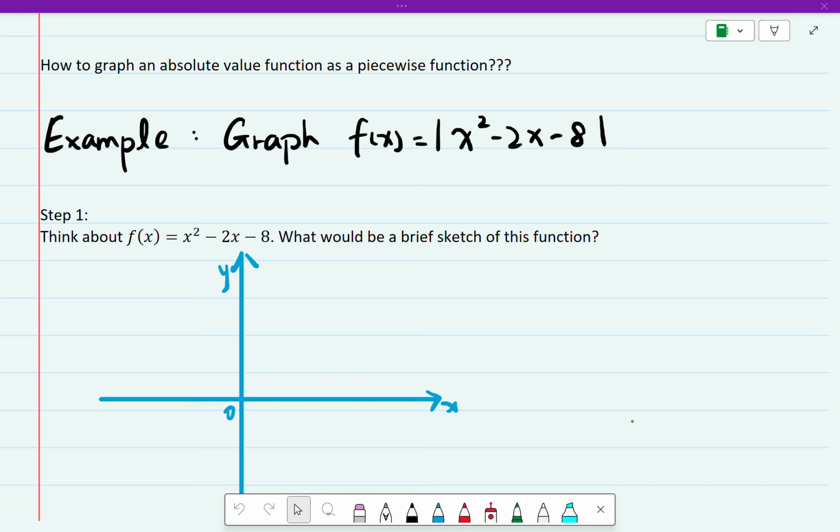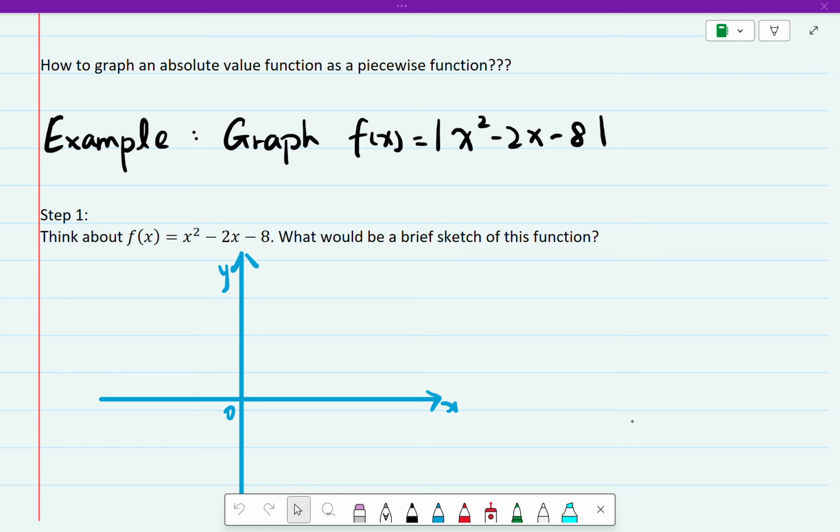Hi everyone, in this video we are going to talk about how to graph an absolute value function as a piecewise function. So one example would be to graph the following function, f of x equal to the absolute value of x squared minus 2x minus 8. So what are some general steps when we encounter such a question?